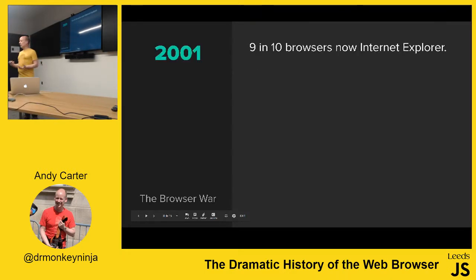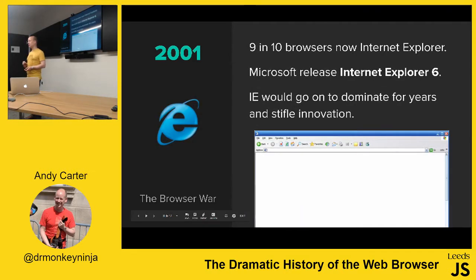This was a little bit too late, though, for Netscape Navigator and others out there. By 2001, 9 in 10 browsers are now using Internet Explorer. It's this year that Microsoft released Internet Explorer 6, the browser that everyone loves to hate. One of the problems with Internet Explorer 6 was that not only would it become the most dominant browser, but it would be the last major release of Internet Explorer for 5 years.